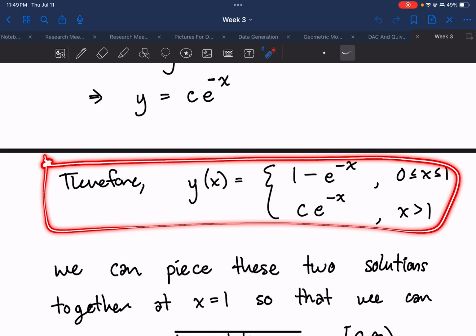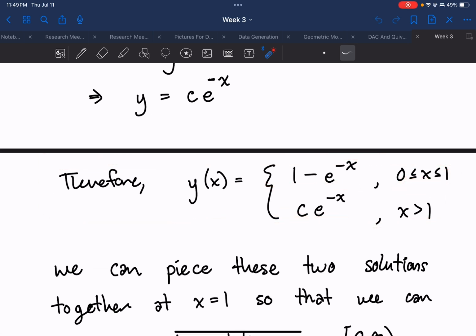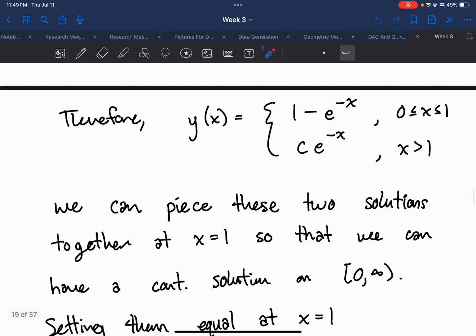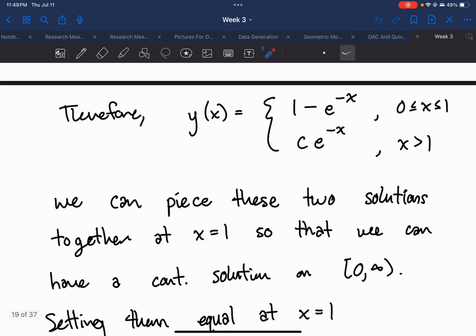This is the solution we get. Depending on the values of x, we get different solutions, but we can make them agree. We can piece them together. We can choose a constant here that makes these two things glue together to make this a nice continuous function, because a lot of times we just want a continuous solution. If it's not differentiable at a single point, that's okay, but continuous solutions are preferred, for sure.